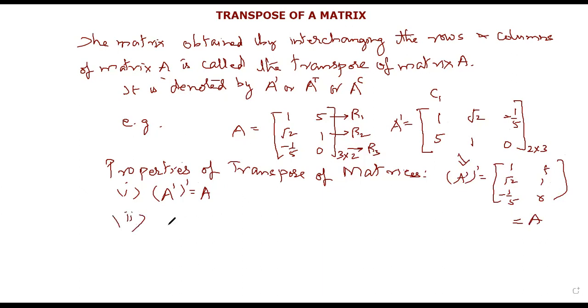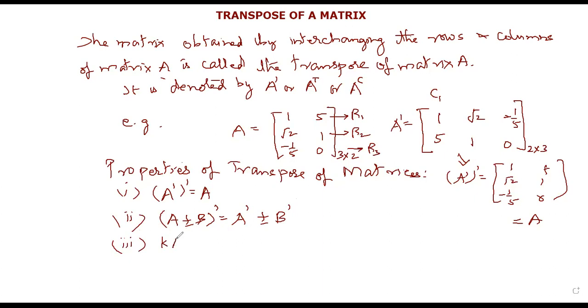Second condition, for addition and subtraction both: if you add two matrices and find the transpose, the transpose of their addition and subtraction will be the same. Either you find first the addition and then the transpose, or first the transpose and then add them. Means transpose of their sum will be equal to sum of their transposes. And similarly for difference also.